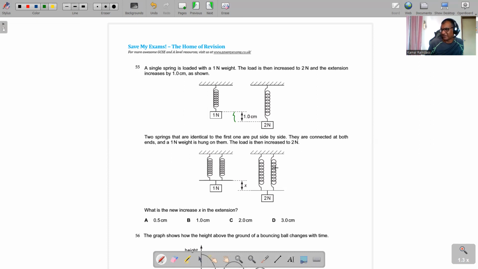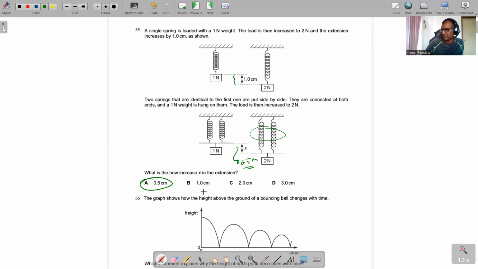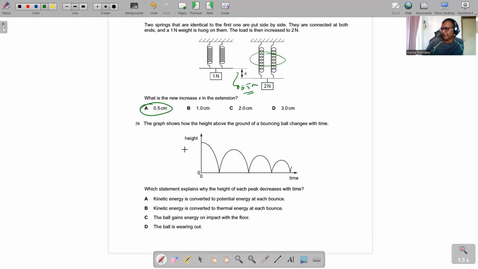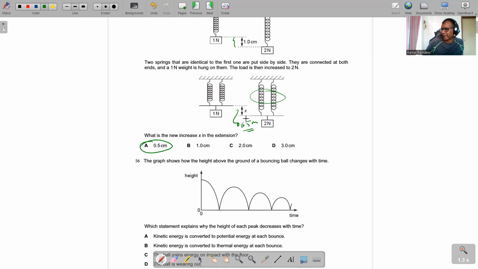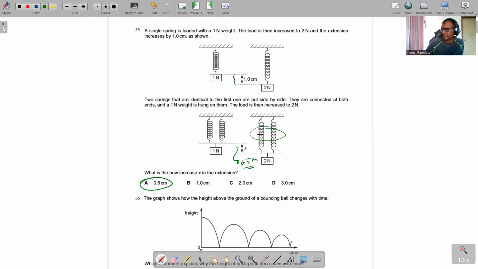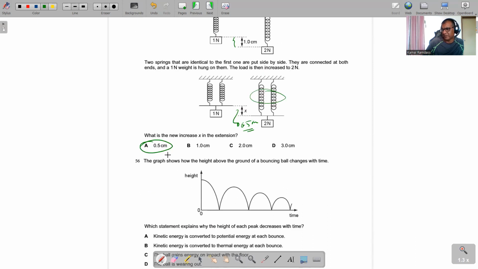Well, with two springs, the stiffness means twice. The extension will be half. As simple as that. And this is 0.5 cm. I explain Hooke's law, etc., and there is no reasoning here. Who put this here? The graph shows how the height. Anyway, because here 2 newtons gives 1 cm with 1 spring, here 2 newtons, it says less than 1 cm, it says 0.5.